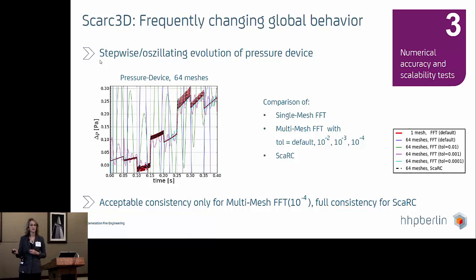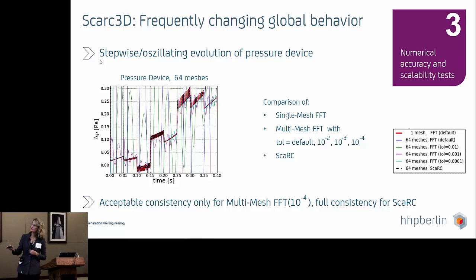Here you have the whole situation. You see the comparison of the single mesh case in red, so different tolerances for the multi-mesh case and with ScaRC. Let's begin with the blue line here. This is the multi-mesh FFT in its default version. So you see there is no correspondence at all. It's not able to reproduce the global connectivity.